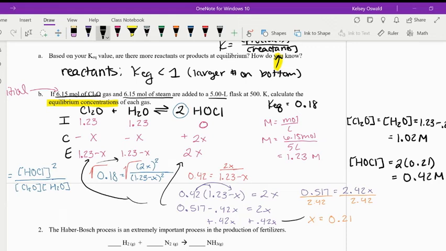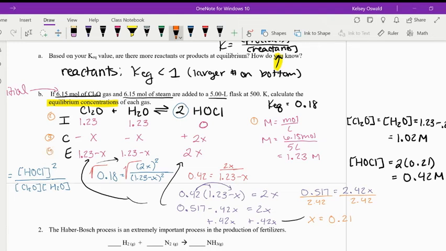Okay, so key things there, you guys. Make sure you first change your moles into a molarity. And then since you're given an initial value, plug those molarities into your initial row. Find how much those initial values are going to change by. Remember, always subtract from your reactants because you're using those up. Add to your product since you're making those. And to see how much they're going to change by, look at those coefficients.